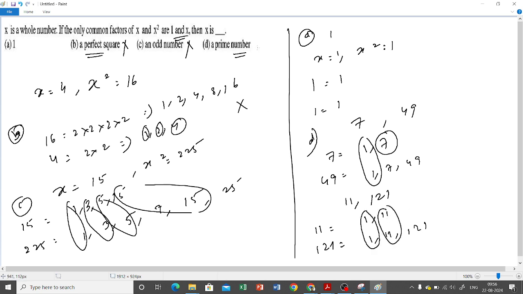So this D is a much more appropriate option than E, because this particular condition is satisfied for all values of prime number. A prime number is something which has only two factors, 1 and itself, and this is what is being talked about over here. So D is the right answer.